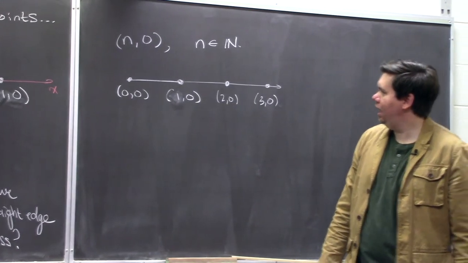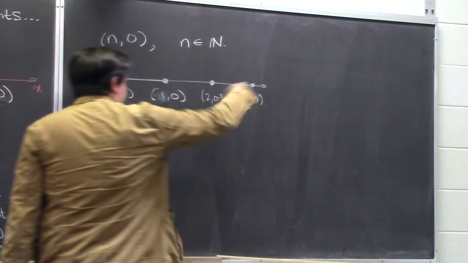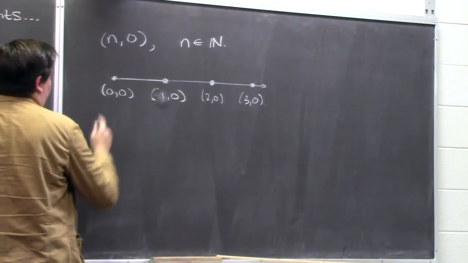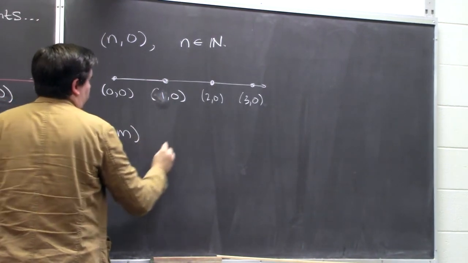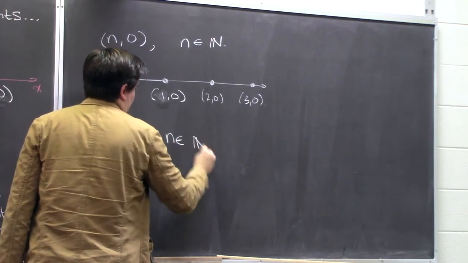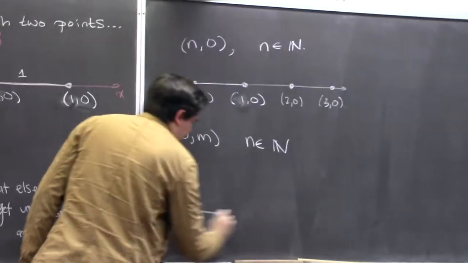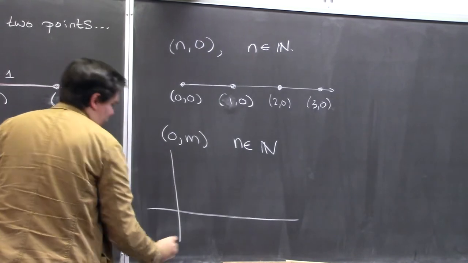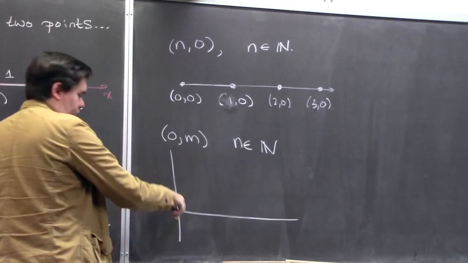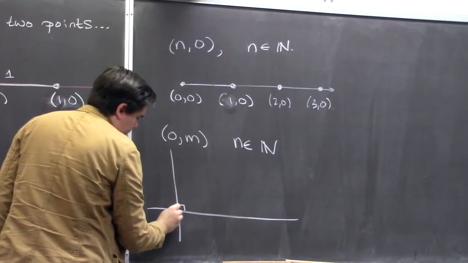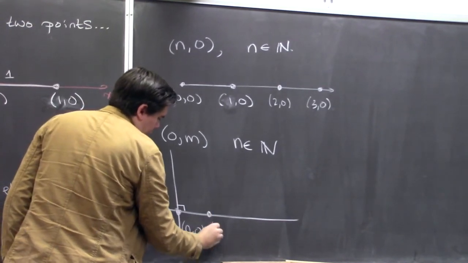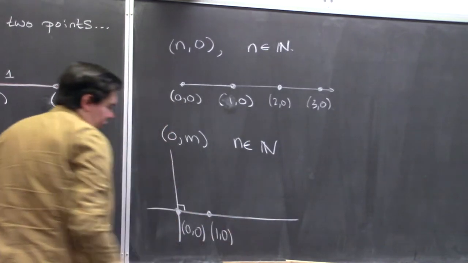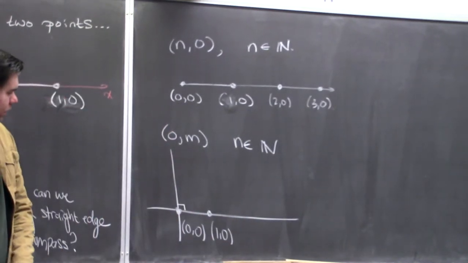(0, n). Yeah, that's right. It's like we've been living on just the x-axis, but I can move to the y-axis. So let's get points of the form (0, m), where m is some natural number. How are we going to do this? We have these two axes. We've already talked about how we can make a right angle, so we can make this second axis. I have (0, 0), I have (1, 0), and I got the rest of these if I need them. How am I going to get (0, 1)?